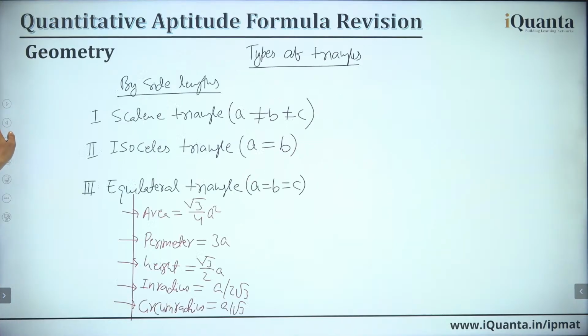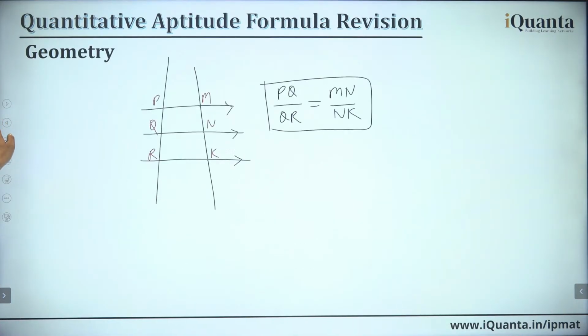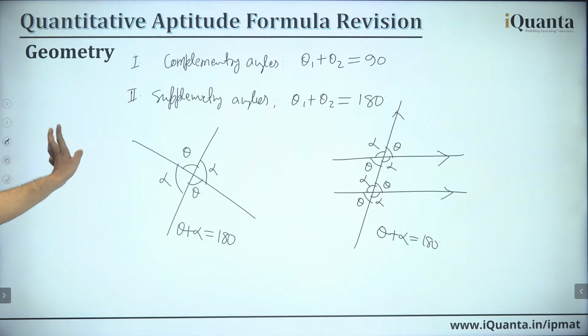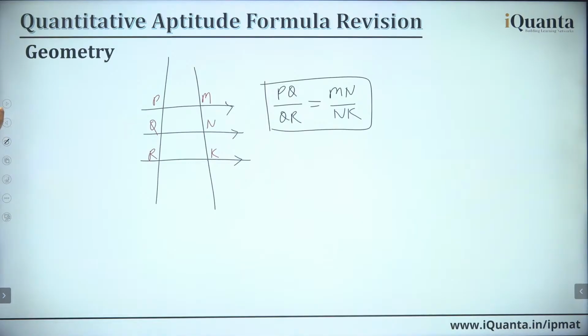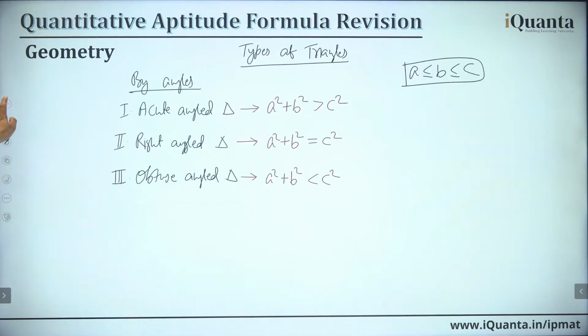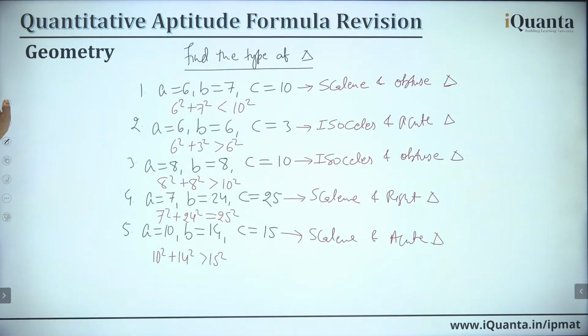So till now we have learned about the types of angles, complementary angles, supplementary angles, the proportionality theorem. Then we learned about triangle properties, the relation between side lengths, then types of triangles by side length and by angles, then the relation between the side lengths. Then came a few examples of how to find the type of triangles.